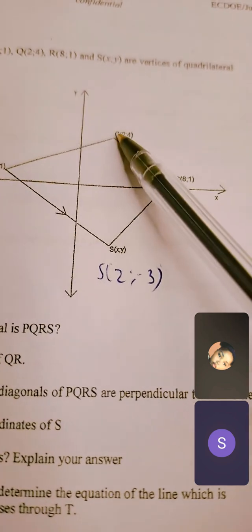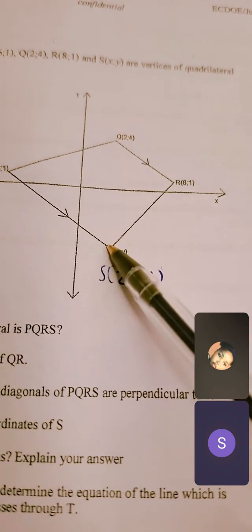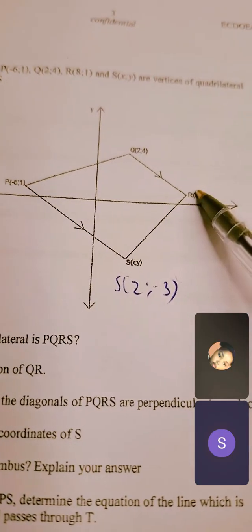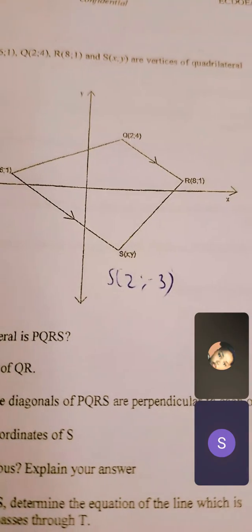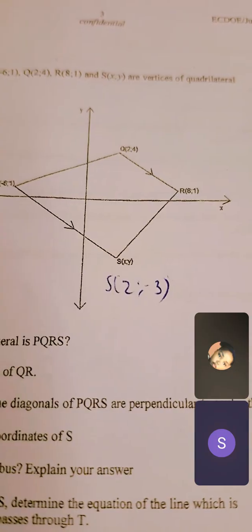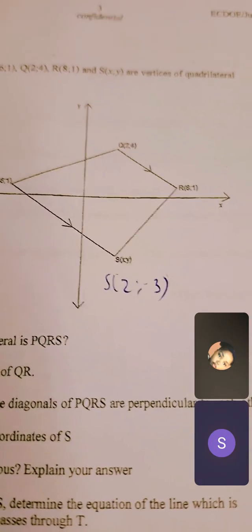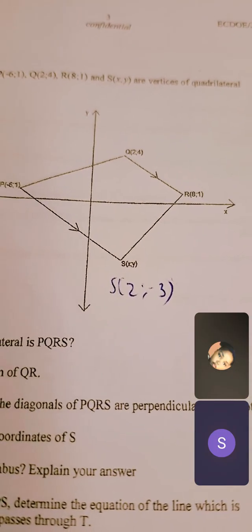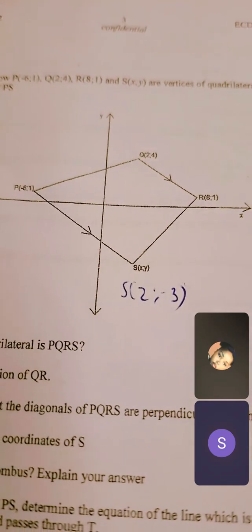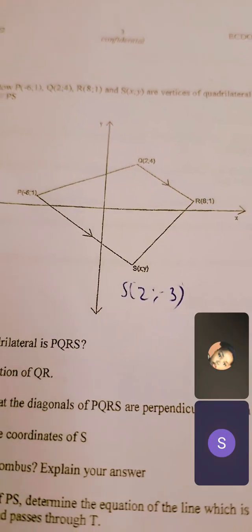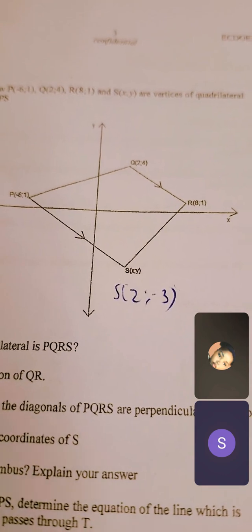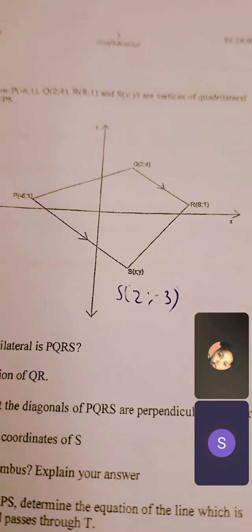So please do that for me. Find the midpoint of QS, check what it is, and then find the midpoint of PR. If they are shared, guys, it's a rhombus. So it's not just a trapezium, it's a rhombus. Use the midpoint formula and do the calculation. Let me switch off the comment section for now so that you don't get influenced.